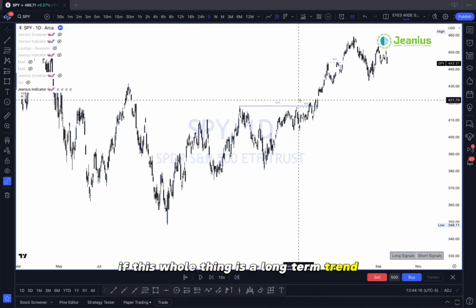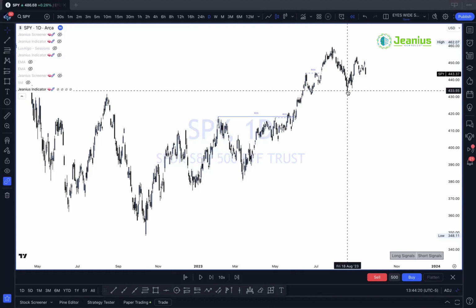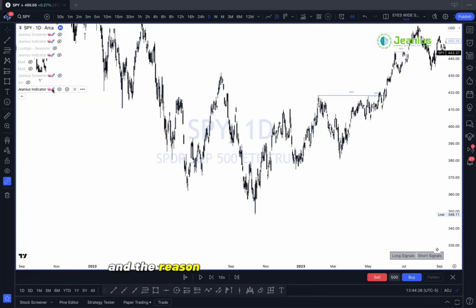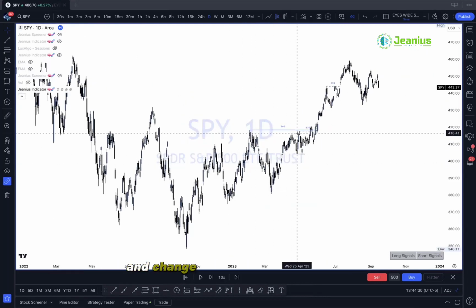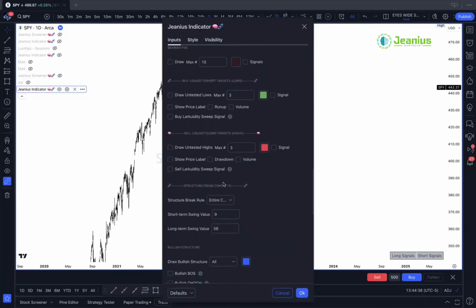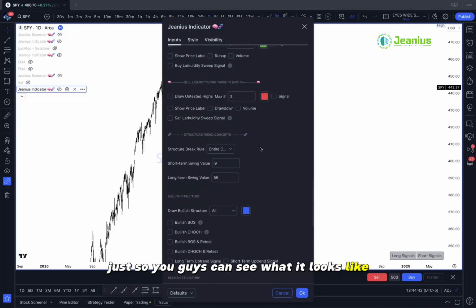So that means if the long-term trend is up, but the short-term trend is like right now, the short-term trend is down, or it would be down. I'm sorry, no, it's not down. And the reason how I know this is because I'm looking at these break of structures and change of characters right here. So let me go back and make sure everything's on, because I'm going to go down to a smaller time frame just so you guys can see what it looks like.